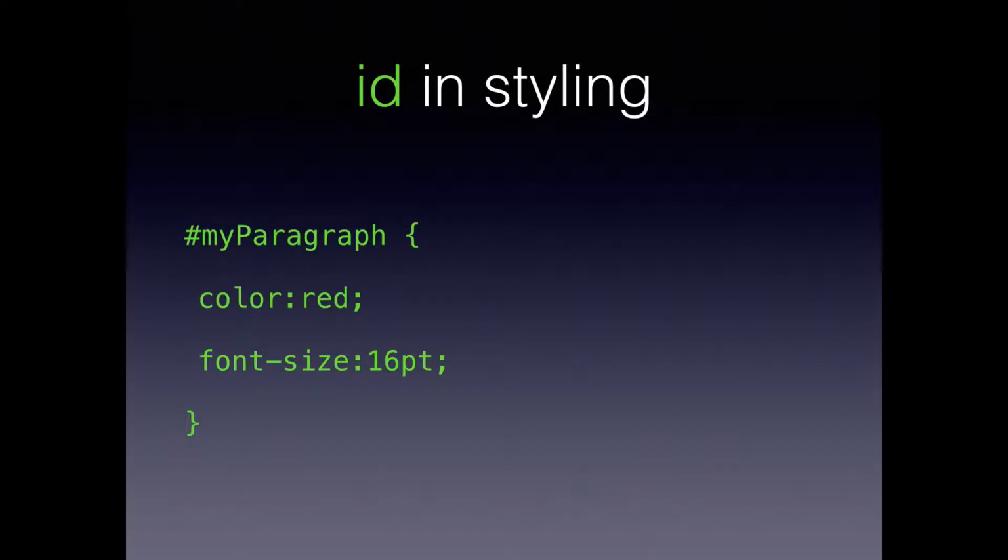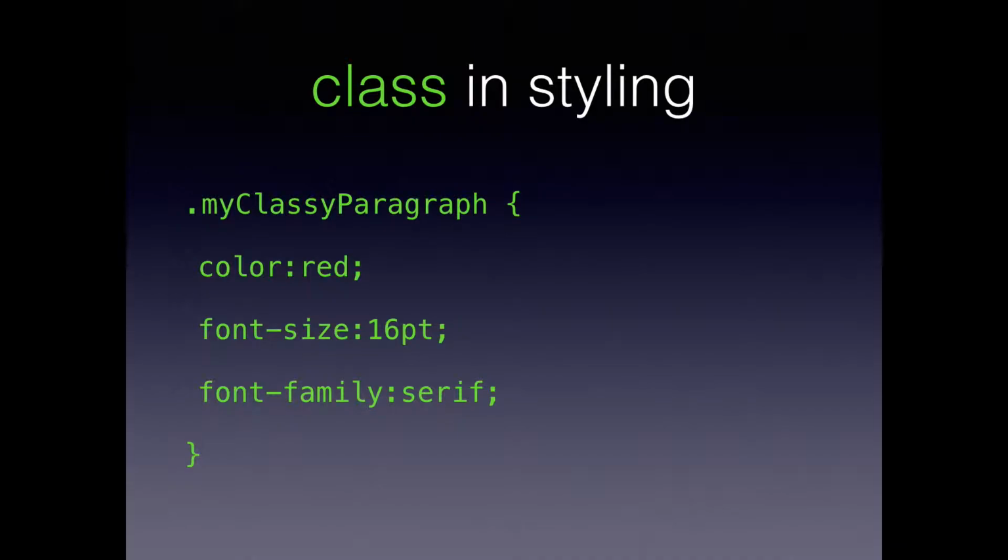Now here we have a block of styling code. Now the hashtag comes first and then the ID. This is the most simple case of how you would use an ID to identify elements for styling purposes. And for class, we simply use the dot before the class name itself. So here, it's applying to any element that has the class my classy paragraph would have a red color, 16-point font size, and any serif font family.